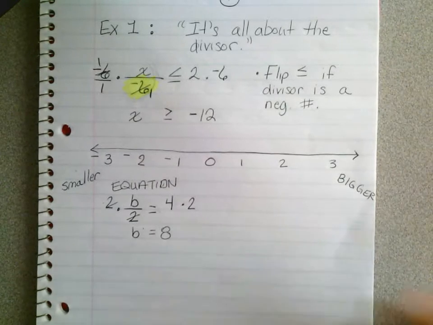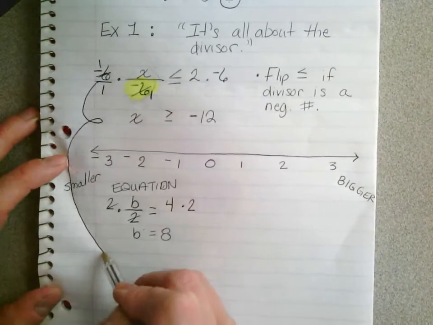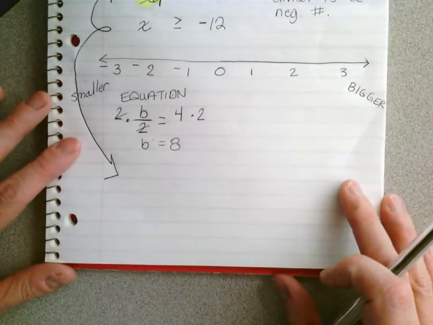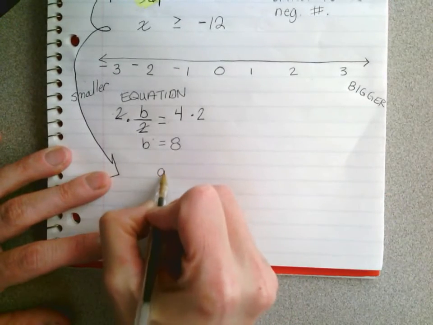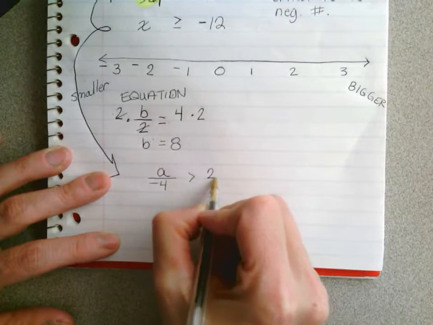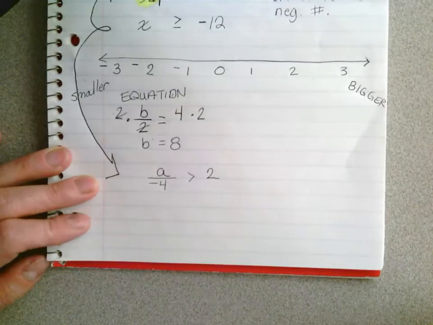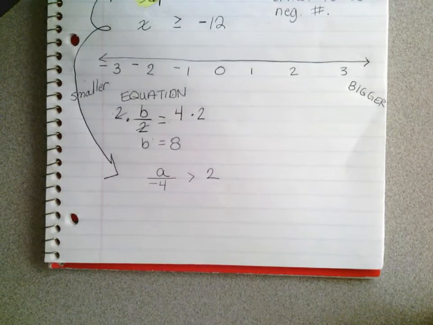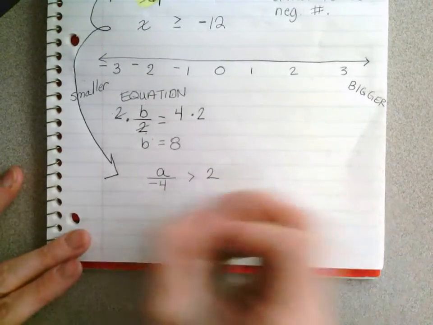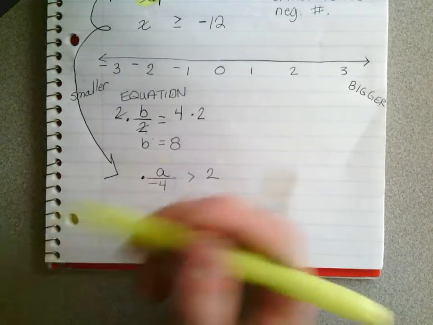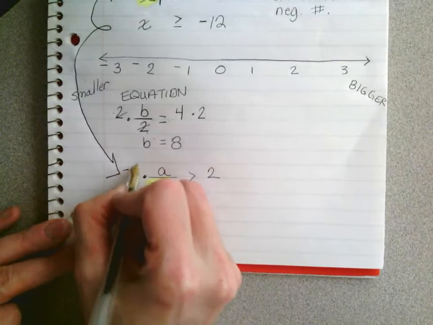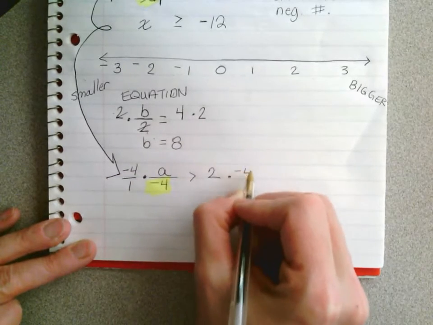Okay? Going back down the road of inequalities, I'm going to do a couple more with you. A divided by -4 is greater than 2. We will multiply to solve, just like we did above and with all the other examples we've done. Multiply by the divisor. The divisor is -4. If you multiply the left side by something, you must multiply the right side by something.